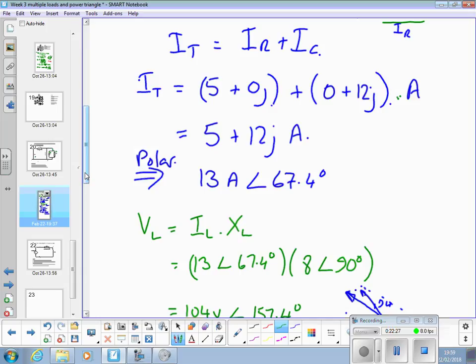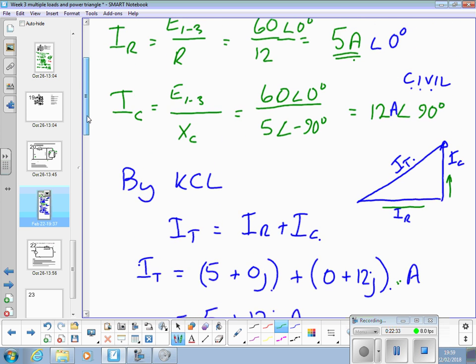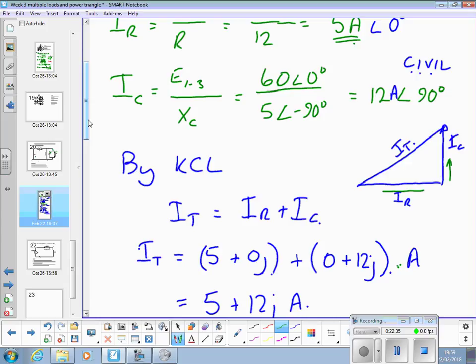Is there another way we could have done that? Yeah, Pythagoras should have given us the 13 amps, and then we'd have had to do a separate equation to get the angle. So complex numbers allow us to do that all in one go. Angle's important here.